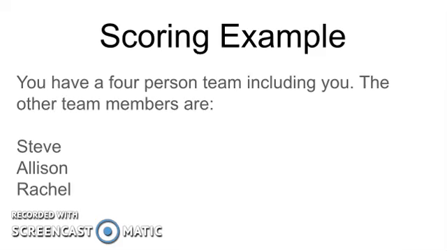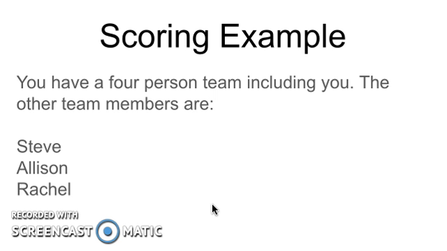So you've read the first two screens that explain how you need to score and what the guidelines are for doing that. So let's go through a couple of hypotheticals here. Let's say that you're working on a four-person team. Steve, Allison, and Rachel right here are your team members. You're trying to evaluate just who does what.